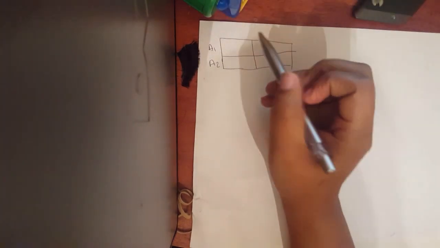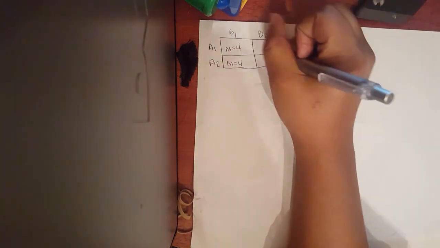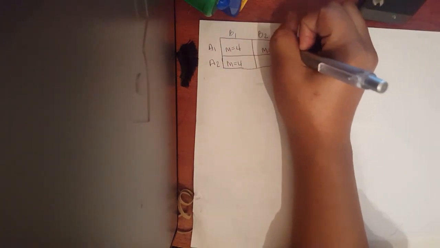Right now I'm just going to draw a complete box and make 4 squares within this box, labeling the top half A1 and the bottom half A2. On my top portion, B1 for my first box and B2 for my next. So M equals 4 on my top and M equals 4 on my bottom, M equals 10 on my second box and M equals 2.